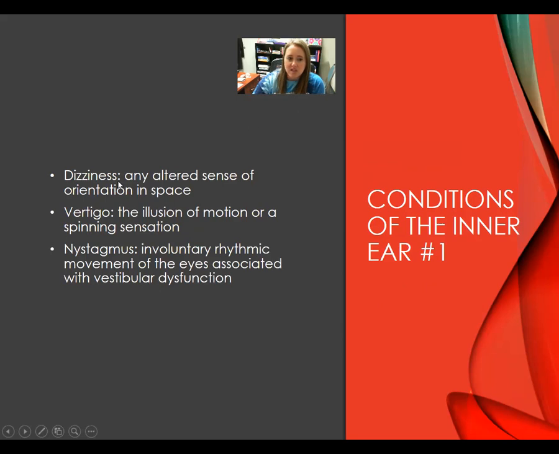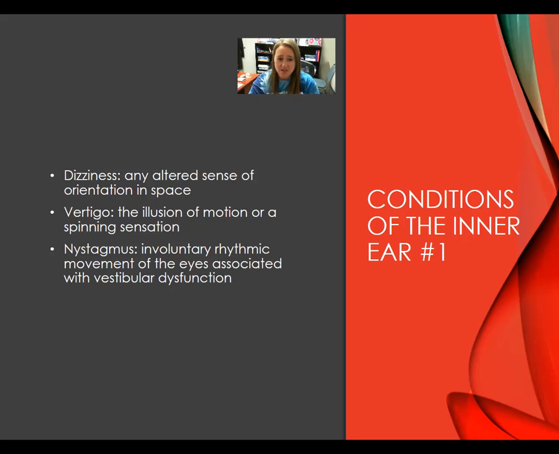Okay, so conditions of the inner ear. Dizziness is a really broad term. What does it mean? It's any altered sense of orientation to your space. So, you feel dizzy. What is vertigo? So dizziness and vertigo are not the same. Vertigo is an illusion of motion or a spinning sensation, obviously when you're not moving, you're spinning.